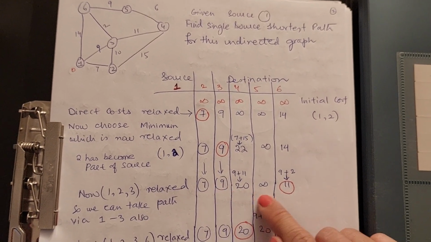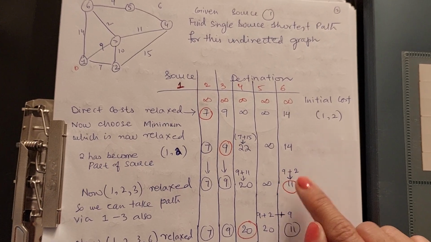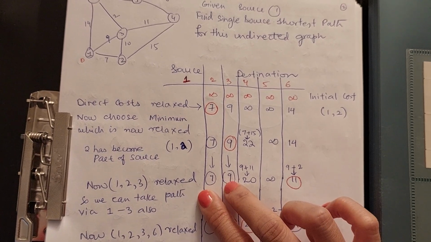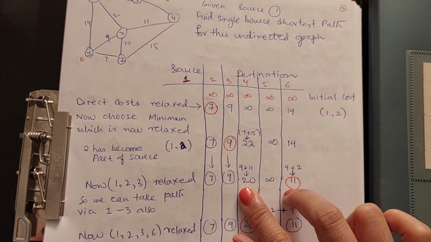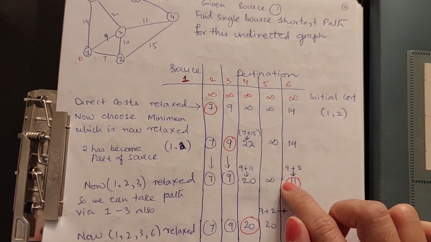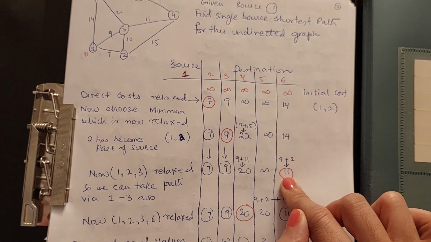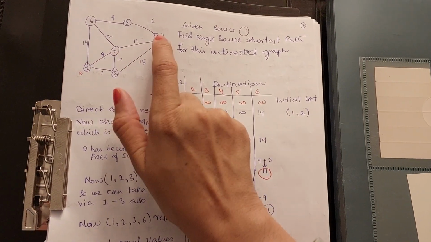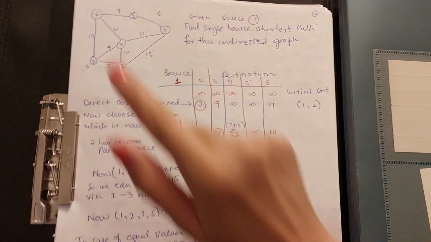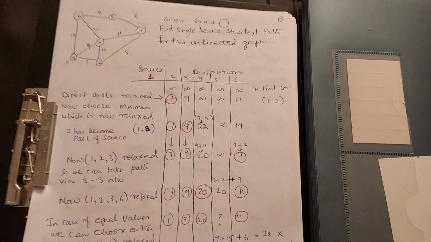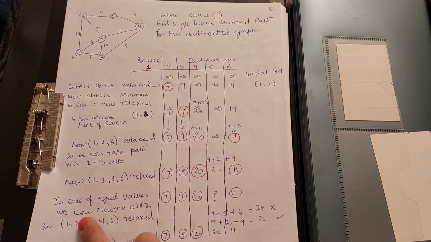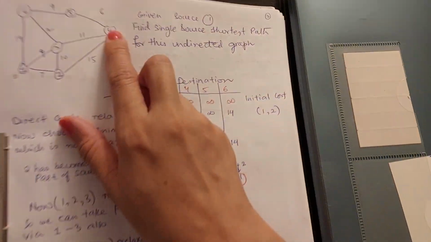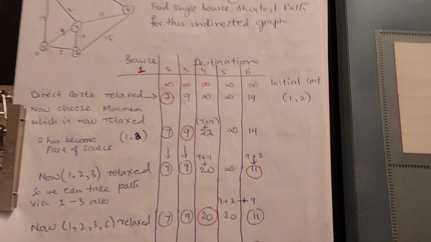And out of all these costs, of course 11 is minimum, so we bubble it up. Do not compare with these two, you have already minimized them. Right now I'm going to compare with 20. Out of 20 and 11, of course 11 is minimum, so I have bubbled it up. So with this I say that 1, 2, 3 and 6 nodes have been relaxed, right? They have become part of my source. So if they have become part of my source, what does that mean? I can find the cost of the remaining nodes with the help of these 4 nodes, right?